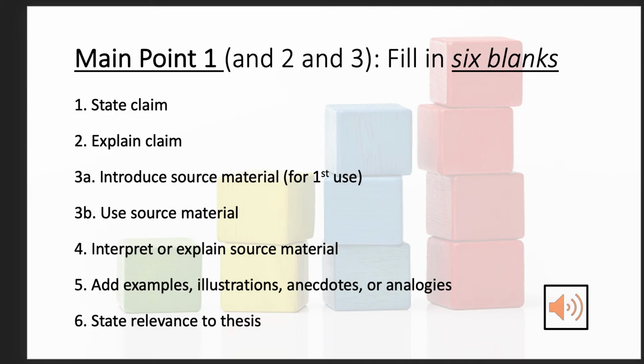Now, if you're not doing a research paper, if you're just writing an opinion piece that's not responding to a source, you can skip 3A, 3B, and 4 and go from 2 to 5. But obviously, point number 5 here is going to have a little more information in it, or you're just writing a really small 2-page paper.